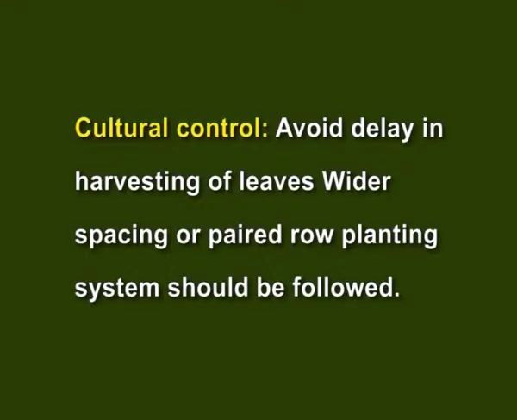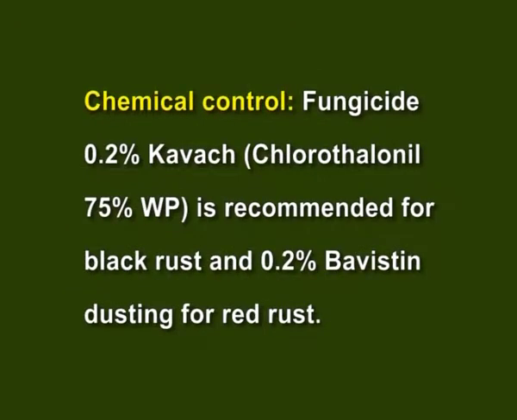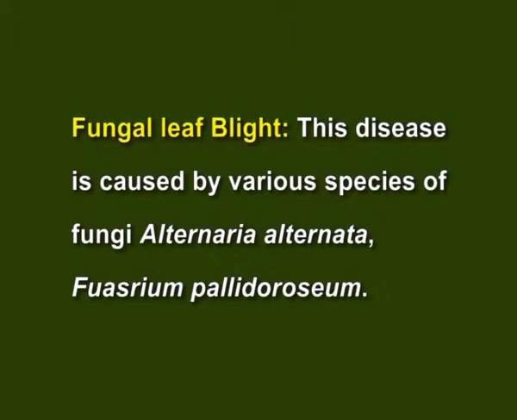Management. Cultural control. Avoid delay in harvesting of leaves. Wider spacing or paired row planting system should be followed. Chemical control. Fungicide 0.2% Kavach, that is chlorothalonil 75% WP, is recommended for black rust and 0.2% Bavestin dusting for red rust.